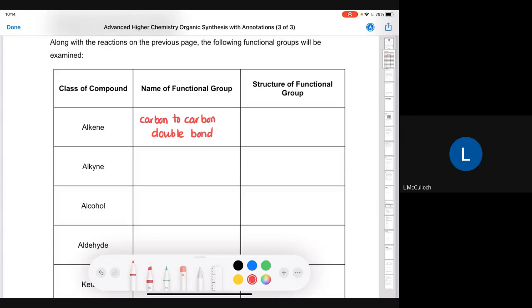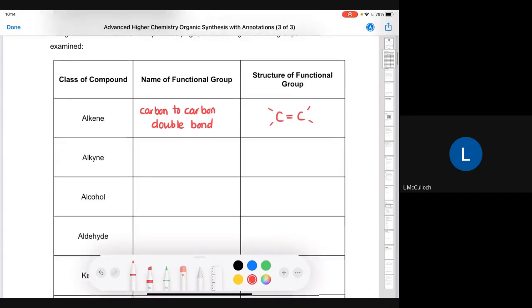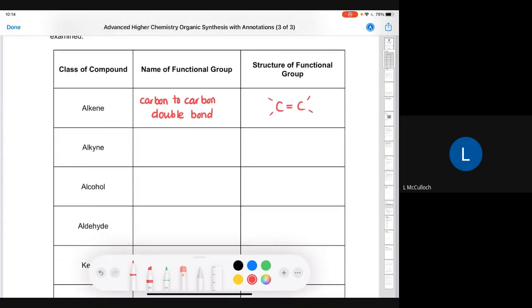And the structure of the functional group looks like that. So you've just got your carbon-to-carbon double bond. I've just popped on open bonds on the carbons. You could have anything attached to those. It could be hydrogens, it could be fluorines, it could be carbon hydrogens, it could be absolutely anything. We've then got an alkyne. Now, an alkyne isn't something that we've talked about up till now, but an alkyne is a carbon-to-carbon triple bond.